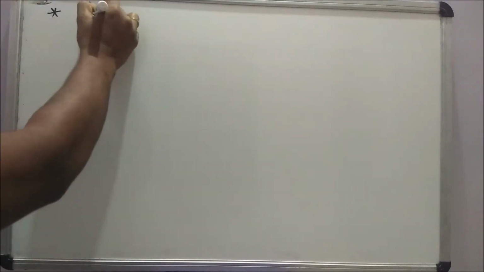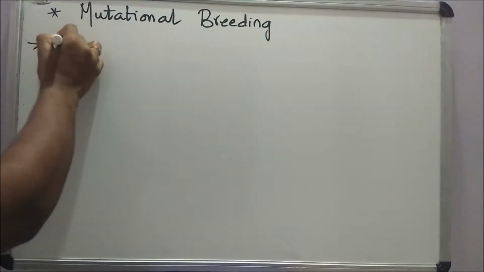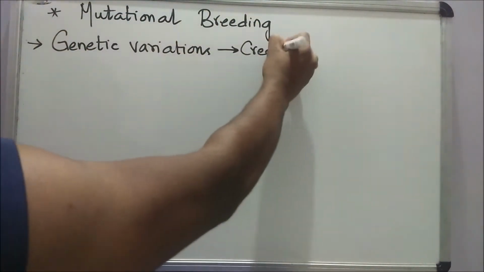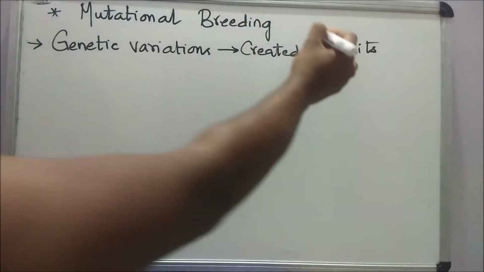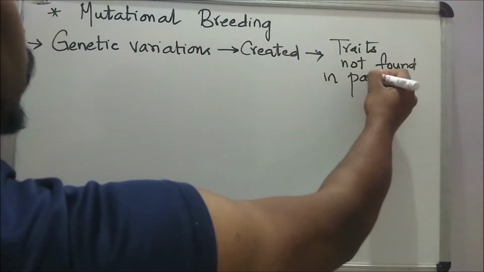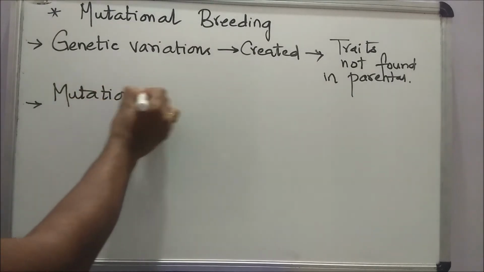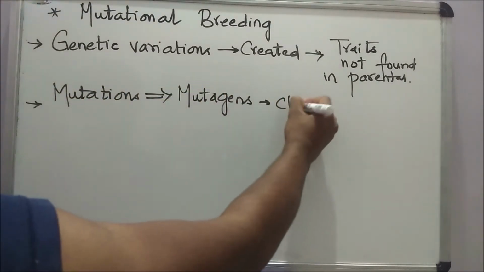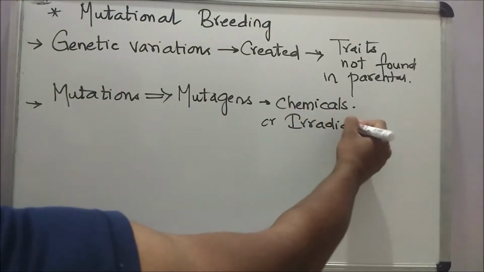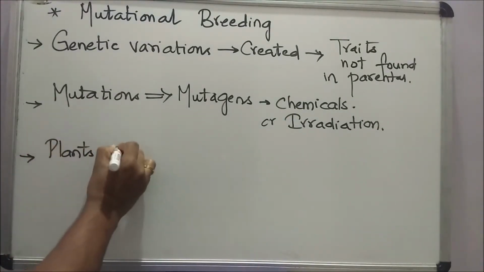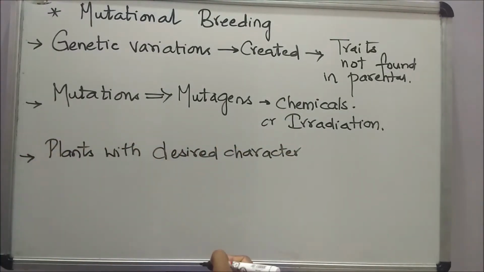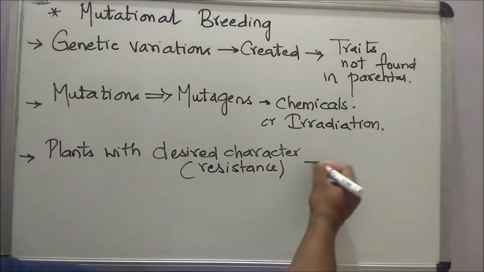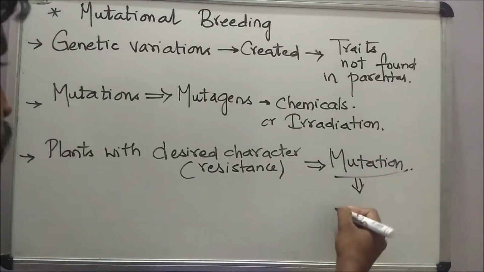Let's learn about mutational breeding. In this method, genetic variations are created, and as a result, traits not found in the parental type are created. Mutations are induced with the help of mutagens, which are chemicals or irradiation. The plants in which the desired character, that is the resistance, has come through mutation are selected.